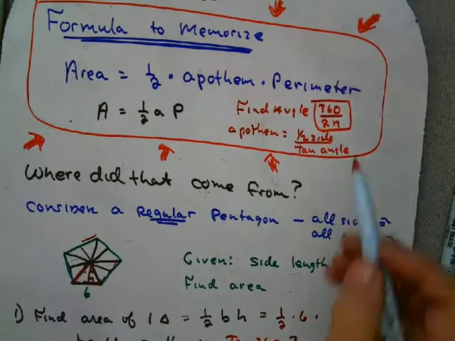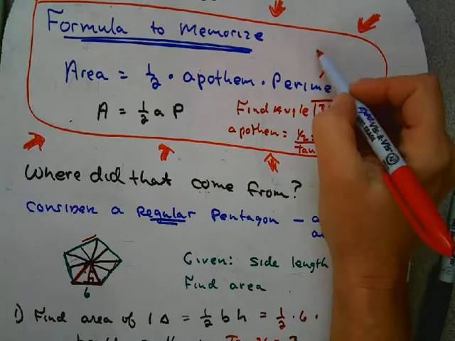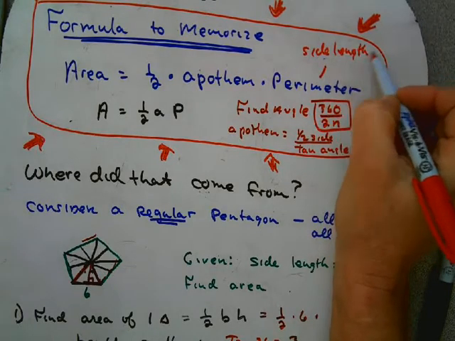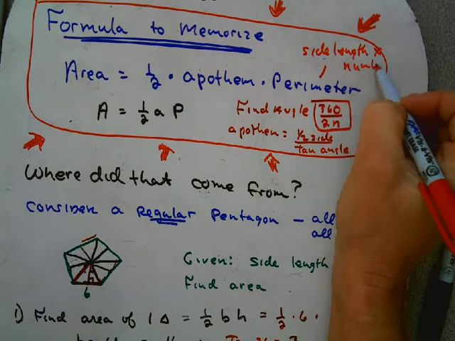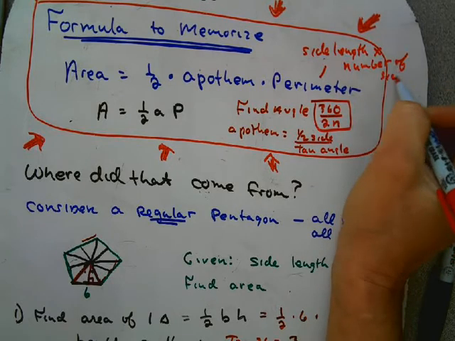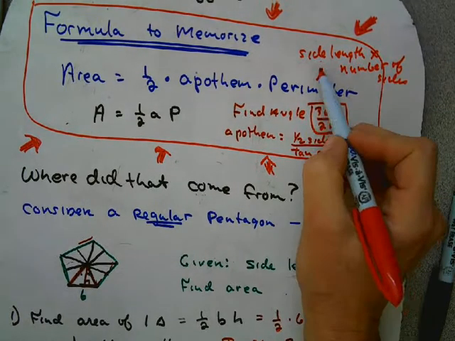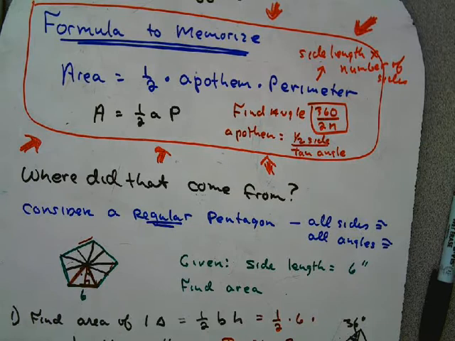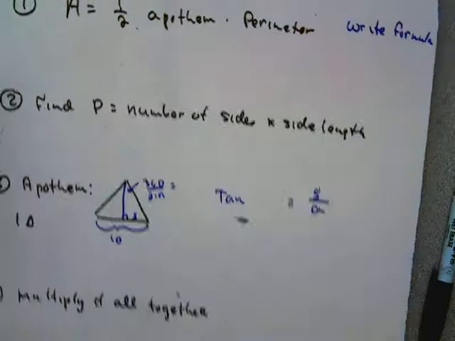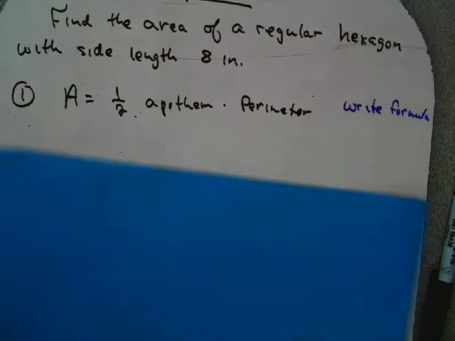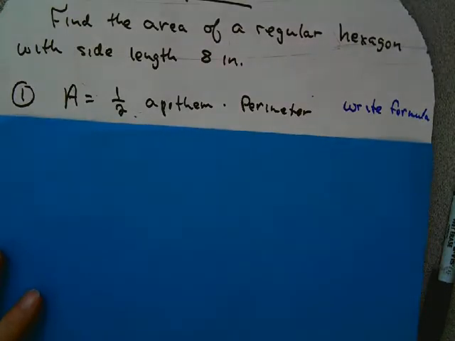Well, let's put this in our notes also. The perimeter equals the side length times the number of sides. So that's how we're going to find our perimeter. It's just the side length times the number of sides. So let's do one more problem. Sounds lots more complicated than it really is. It's actually pretty easy stuff, and let's do this one step at a time.